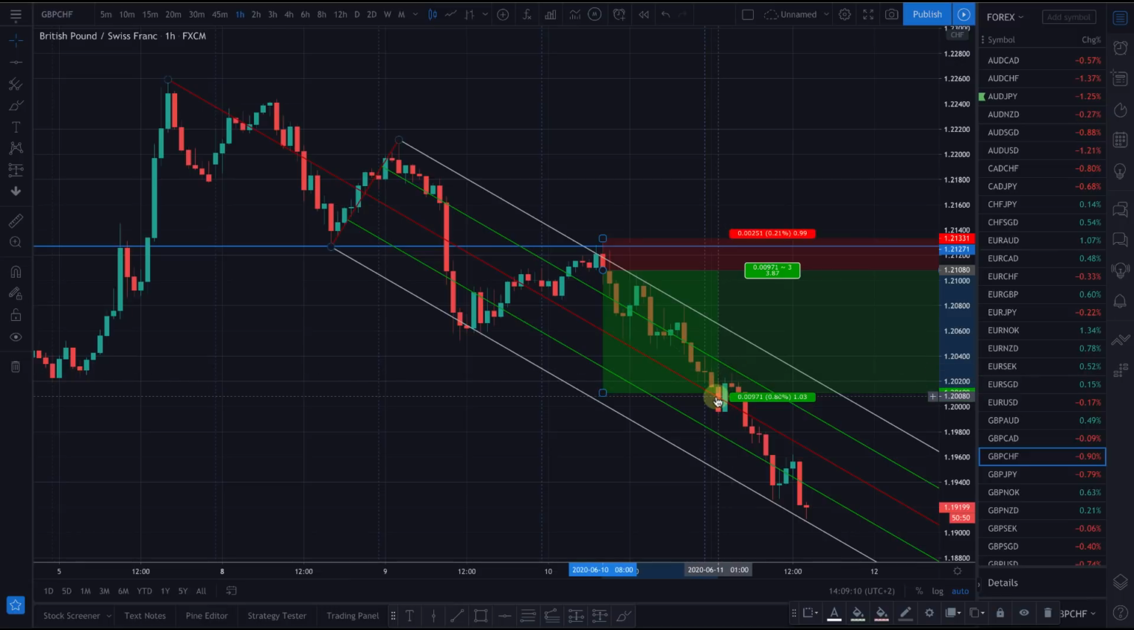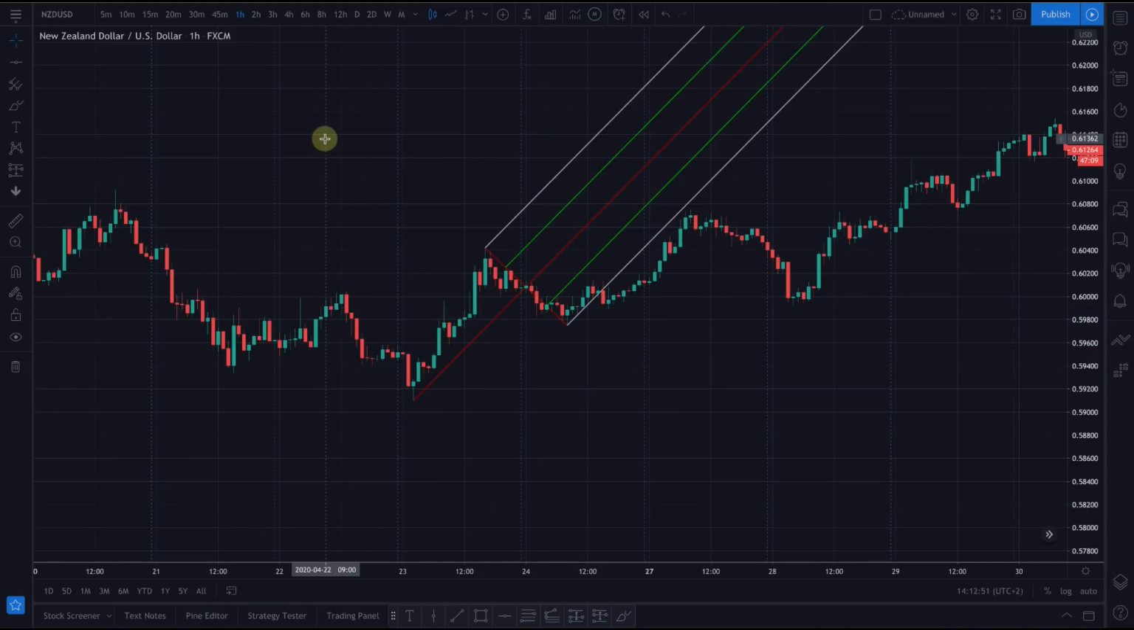Here is another example on the New Zealand dollar US dollar on the 1 hour chart. You can use this on any time frame you want. I typically use it on the 1 hour, the 4 hour charts, together with my pullback strategy. So if I'm trading a pullback into the 38.2 or the 50 fib retracement, I also start looking whether I can draw a pitchfork and take additional entries along the way.